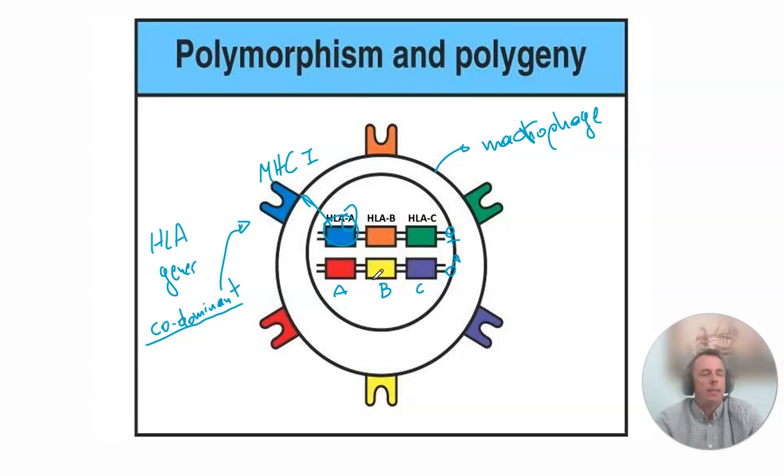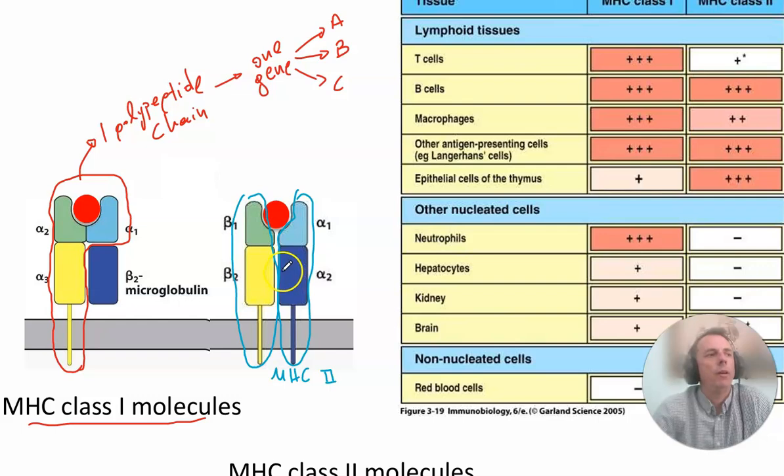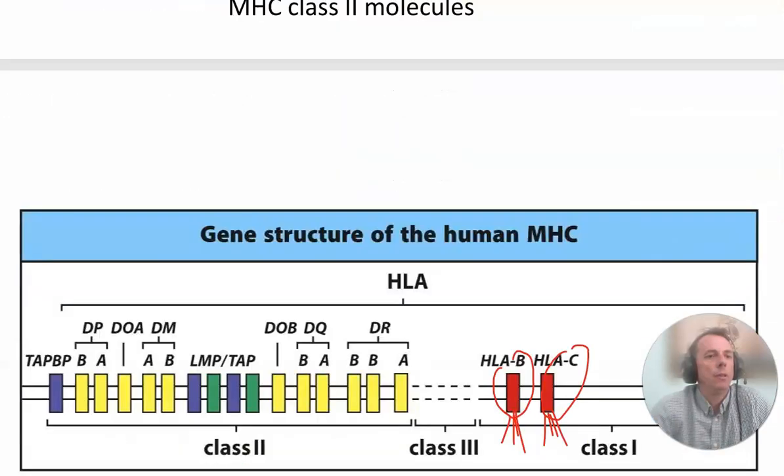So definitely an individual will most likely have different alleles for these 3 specific genes, and these will all be expressed since all the genes are co-dominant, and they will produce different MHC class 1 molecules. As for the MHC class 2 molecule, as you see, it's a protein complex which consists of 2 polypeptide chains, alpha and beta.